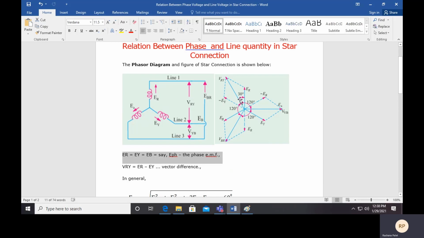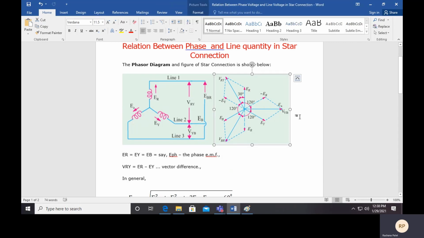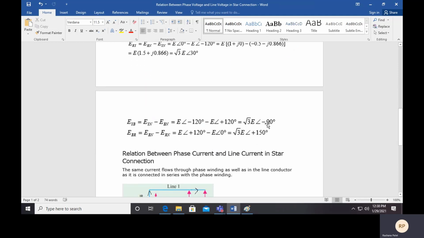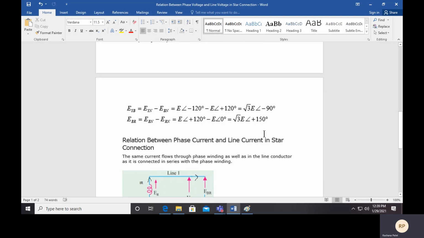Same way, let me check the position of VYB. This is 90° from ER and it is lagging. What about VBR? This is 150 degrees lead. So the same thing we can obtain by means of the equation. This is all about the voltage relationship.